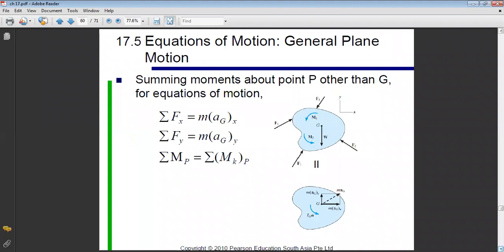And if you choose any other point on your body and you want to do sum of moments about P, then you should do I_G alpha plus moment of vector m a_G about P, which is the general case we have covered last time. So if you choose any point different than G, then when you do sum of moments about P, you will do I_G alpha plus moment of vector m a_G about the point.